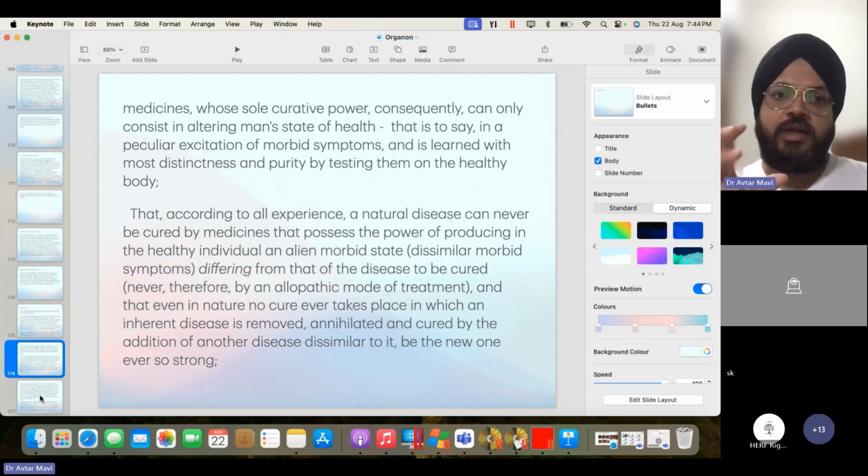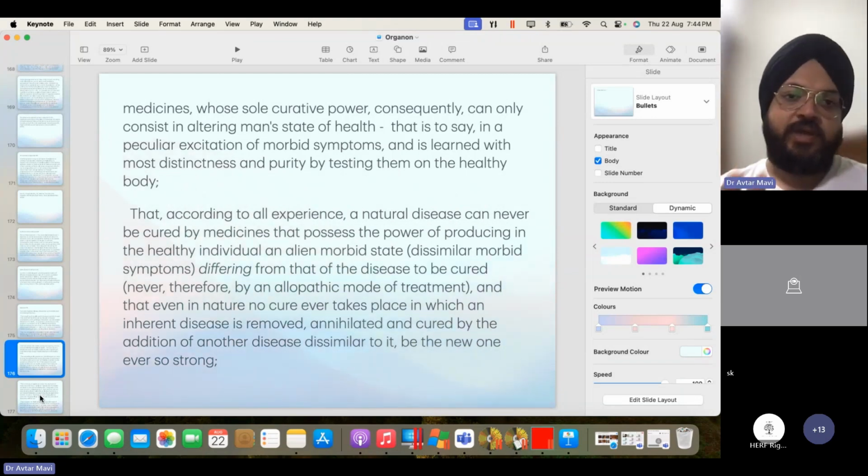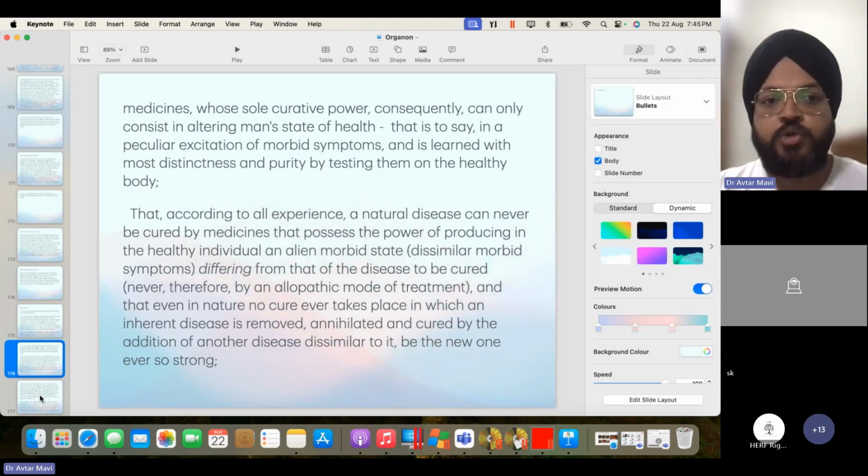So in this part, Dr. Hahnemann is saying that we can only know about the pure curative power of a medicine by testing it on healthy living human beings. That according to all experience, a natural disease can never be cured by medicines that possess the power of producing in the healthy individual an alien morbid state, dissimilar morbid symptoms, differing from that of the disease to be cured.